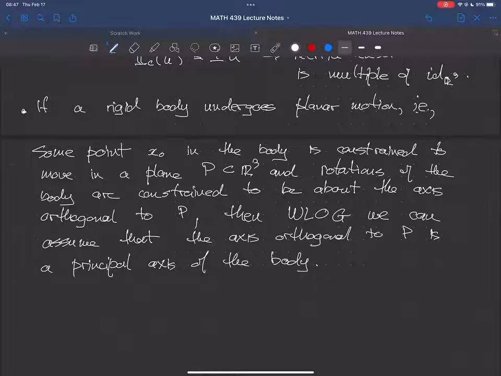So here's my phone. My phone has three principal axes, pretty clearly, or at least approximately, orthogonal to the sides of the rectangle that is my phone. And so my phone may very well move in a plane like so, and it may rotate about an axis which is orthogonal to that plane, but that doesn't mean necessarily that that axis is a principal axis. But without loss of generality, for the purpose of the dynamics, you can assume that the axis orthogonal to the plane is a principal axis, and we'll see how that comes out when we look at examples shortly.